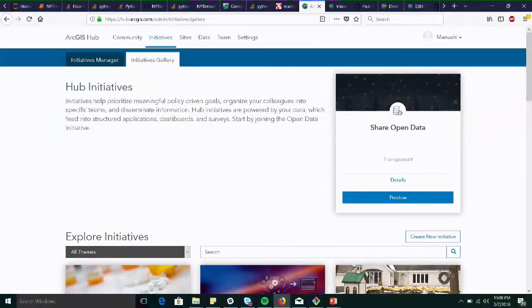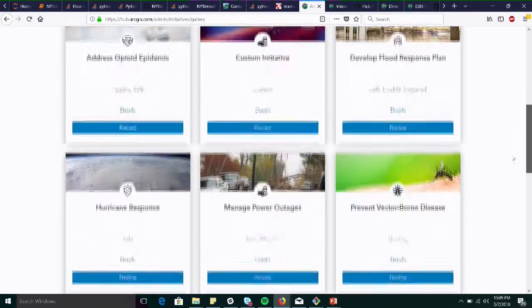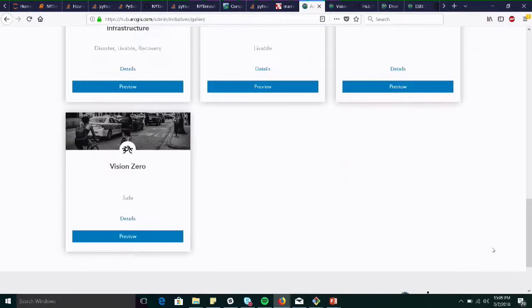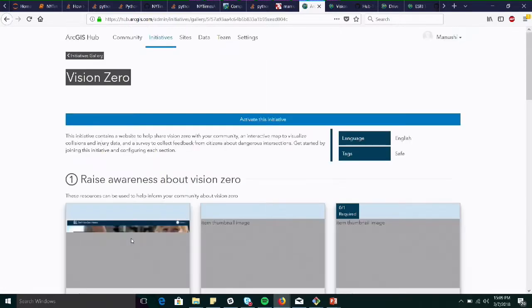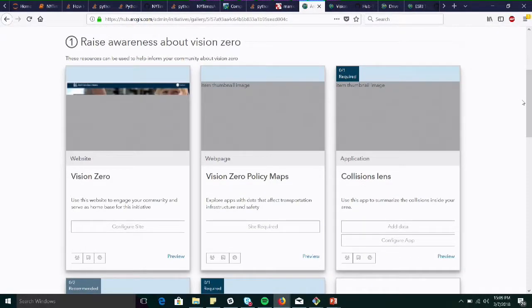So I want to show you just a quick example. This is our initiative gallery. If you've been into the Hub admin, you can see all the different initiatives that we have in here. And how we're adding initiatives or analytics into these different initiatives is in the template.